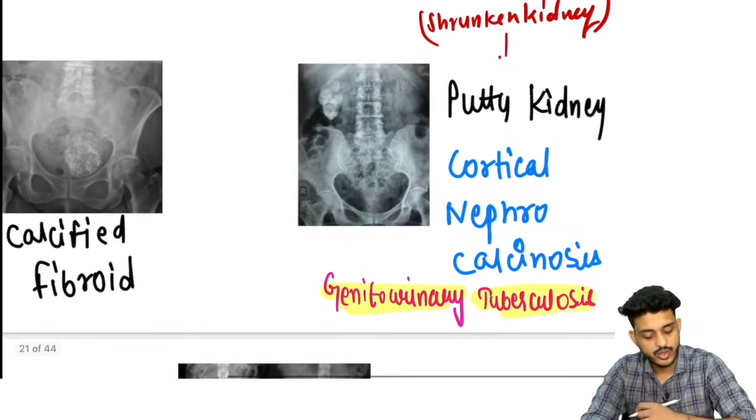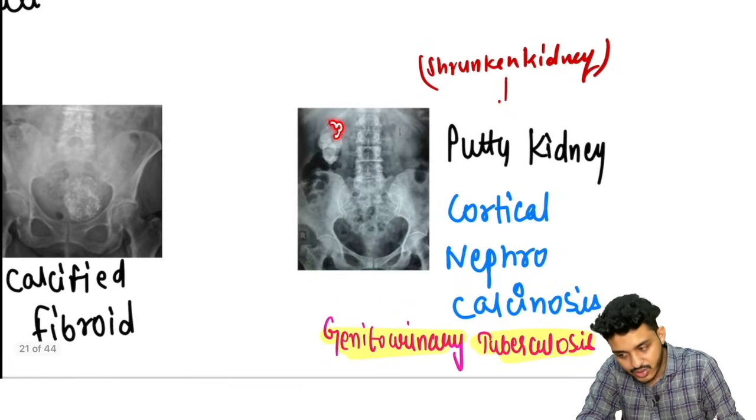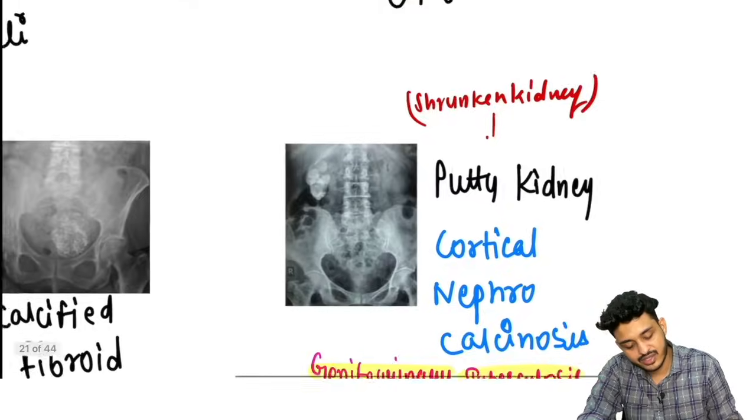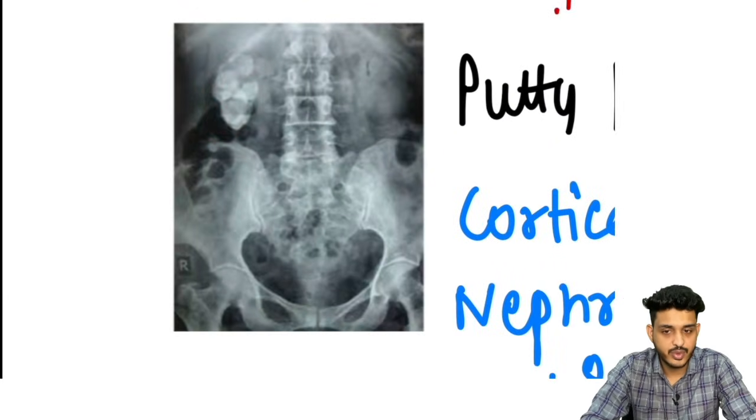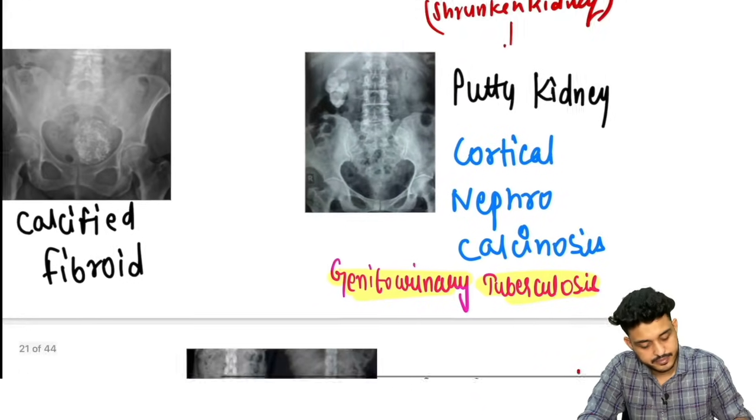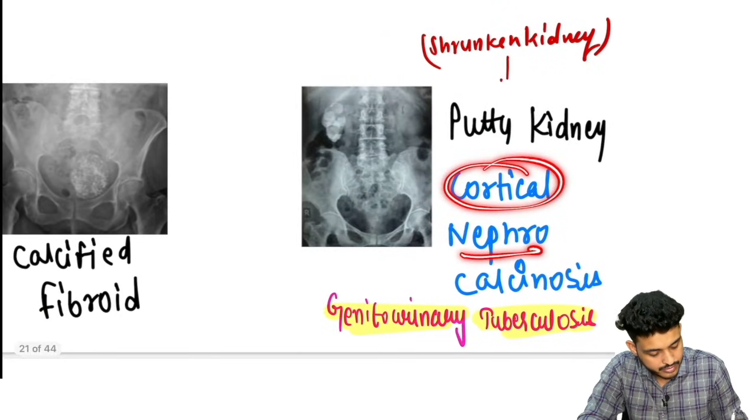Then we have got the putty kidney. Putty kidney is also known as the shrunken kidney, beta. We have got this shrunken kidney. This is known as putty kidney. Here you will be having cortical nephrocalcinosis.